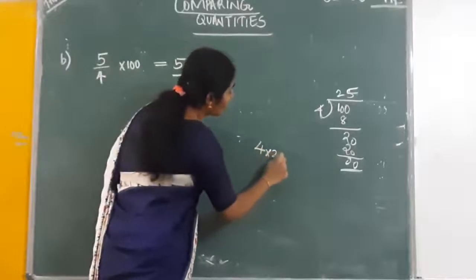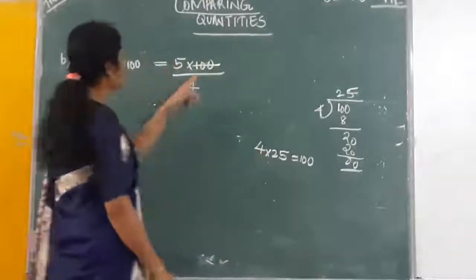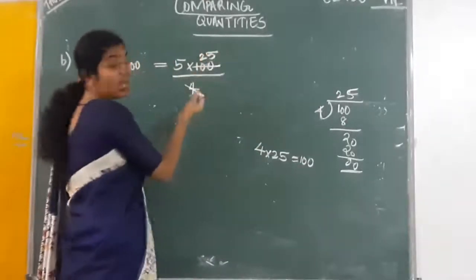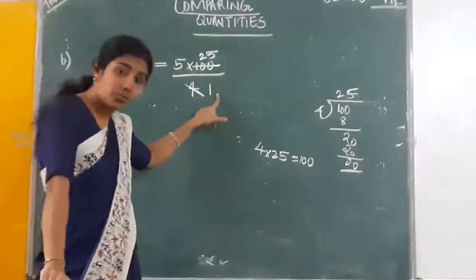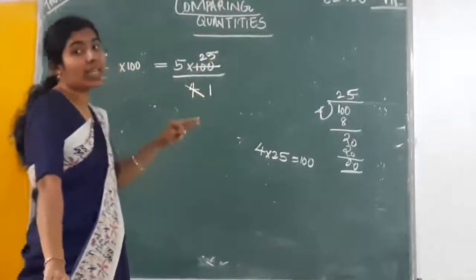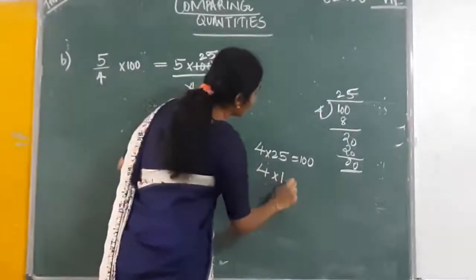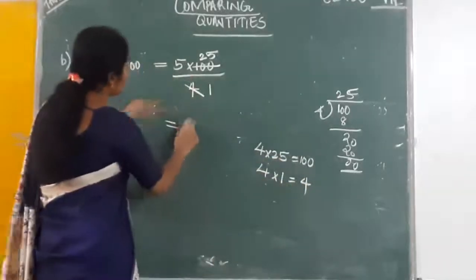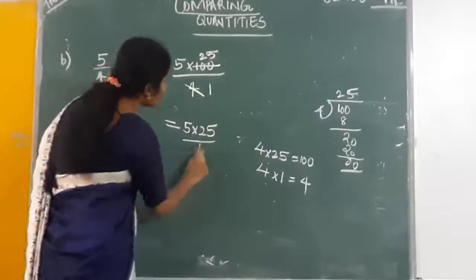See here, so what will you get? 4 multiplied by 25 is 100. Isn't it? 4 multiplied by 1, 4 ones are 4, 4 multiplied by 25 are 100. So when you cancel these two numbers, what will you get? 25 and 1. Now we see, you are getting the numerator 5 multiplied by 25 and the denominator is 1.